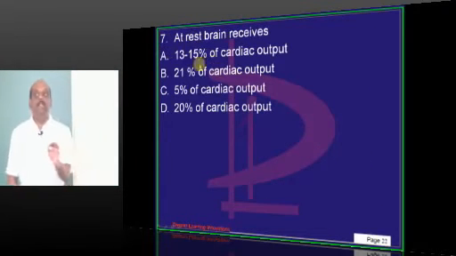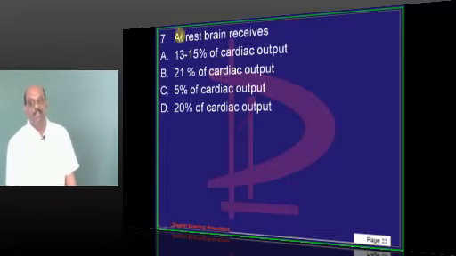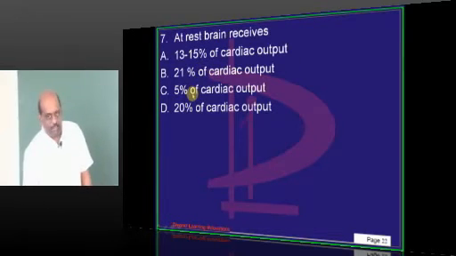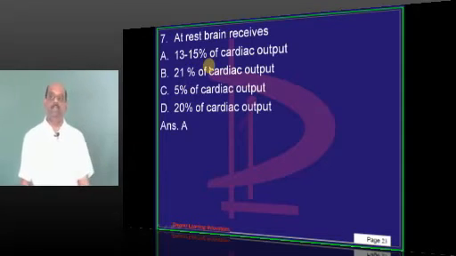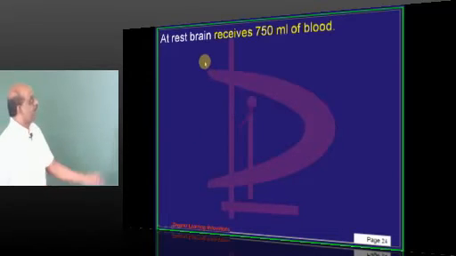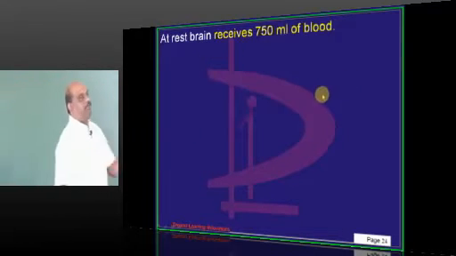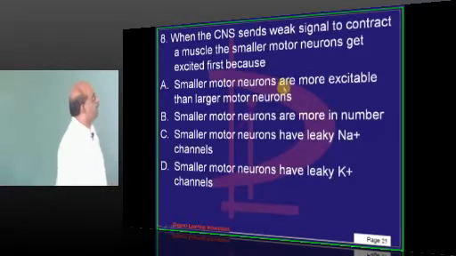Then at rest, the brain receives what percentage of circulation, doctor? One-fifth. You thought C, doctor? 5%? 15. 13 to 15%. That is the central government fund to the state government. So 750 ml of blood will come, doctor, to the brain. Not a full 1 liter also.